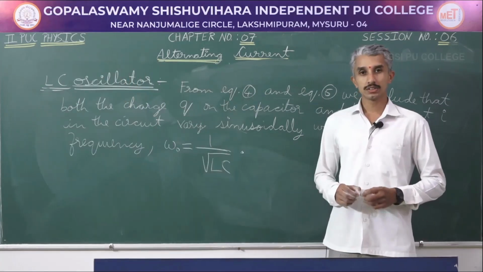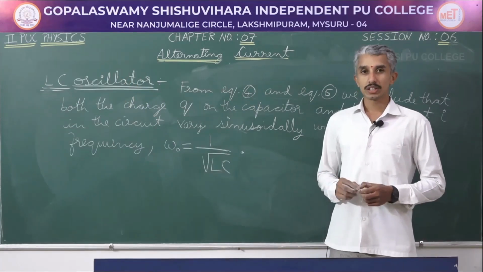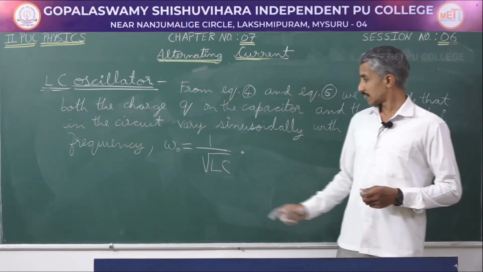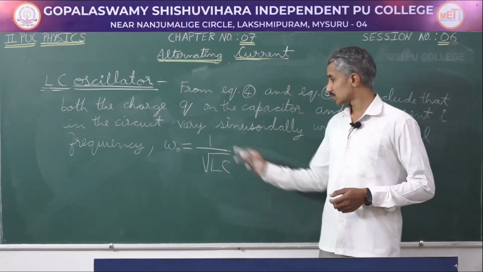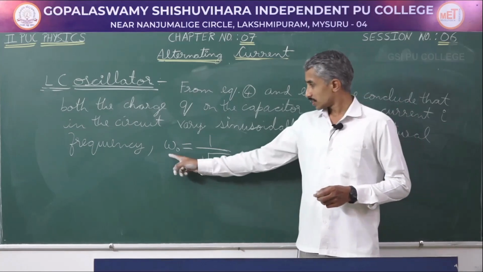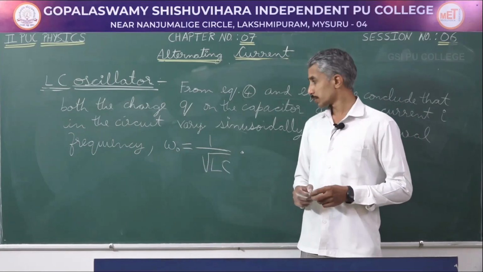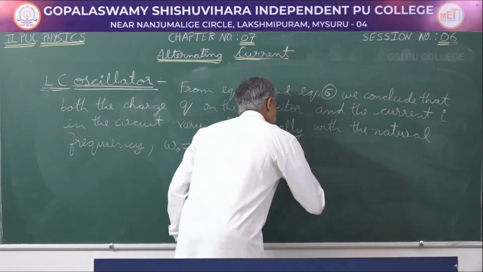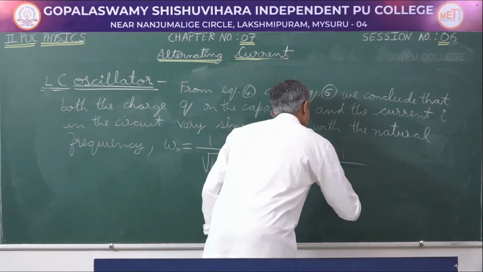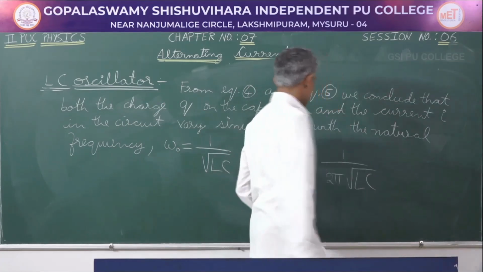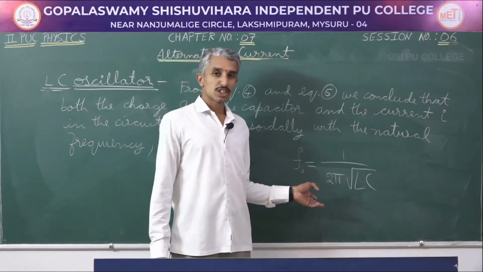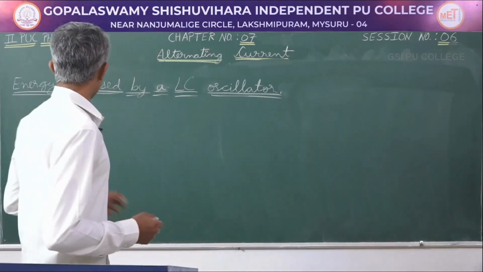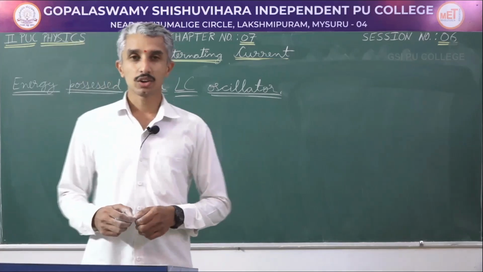While solving numericals, you will have a numerical where an LC circuit is given and the frequency of oscillation is supposed to be found. In that case, we would be using this equation: omega naught is equal to 1 by root LC. This is actually the expression for angular frequency. If you want the expression in terms of frequency, the same can be written as f naught is equal to 1 by 2 pi root LC, which is the same expression as we have studied in the series LCR circuit. We will now study the energy possessed by an LC oscillator.